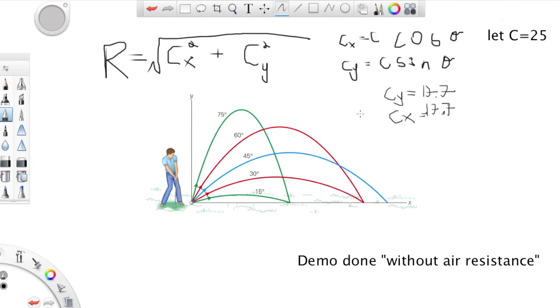So then let's say the resultant equals 25, and we were to put in 45 degrees as theta. So it would be 25 cosine 45 and then 25 sine 45, which gives you 17.7 as both of the components. And since they're both going to be the same, it's going to go up and travel as far as it can, making it go the farthest in the absence of air resistance.